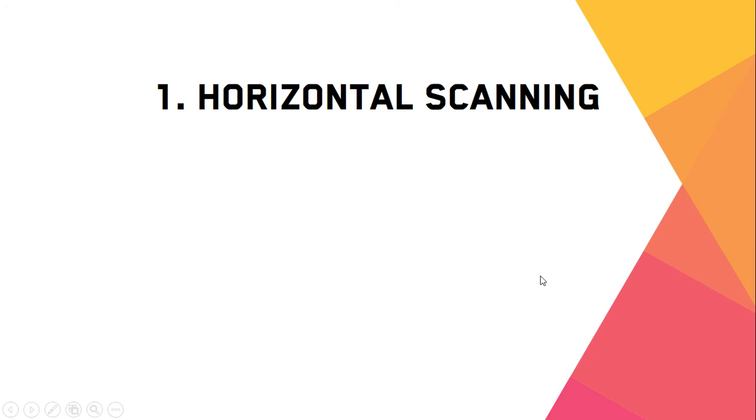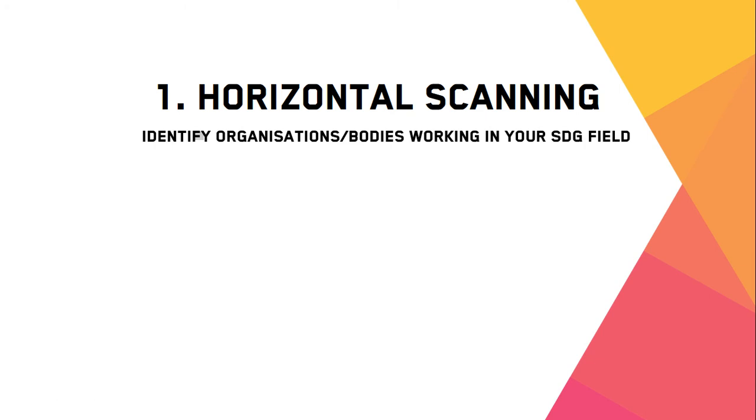So what is horizontal scanning? It's about identifying all the organizations and bodies working in your SDG field. In order to do this, it's very important to use diverse keywords. All keywords related to your topic. So think about the mind map we also made for the general SDG research. I want to give another example regarding SDG 14, Life Below Water.